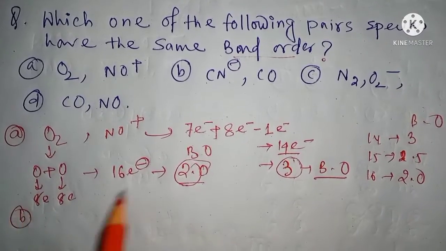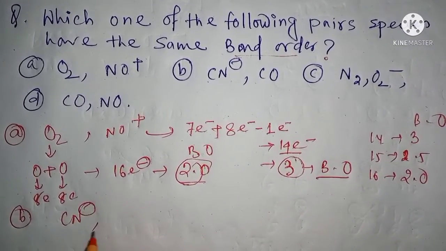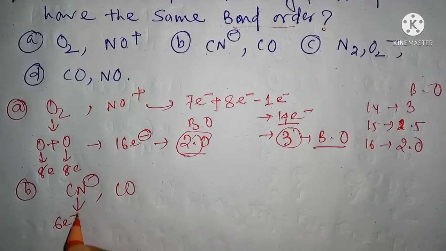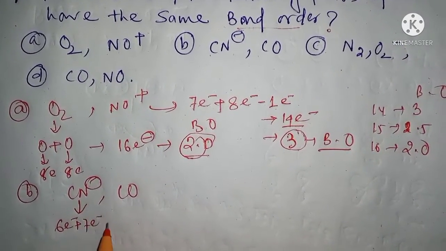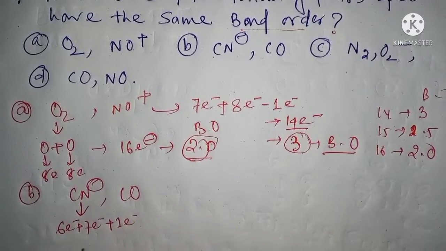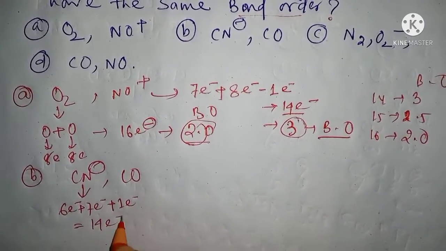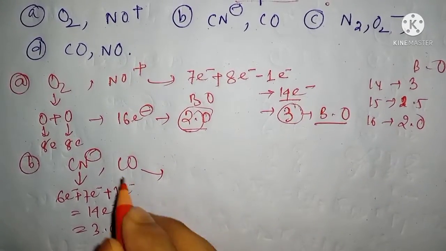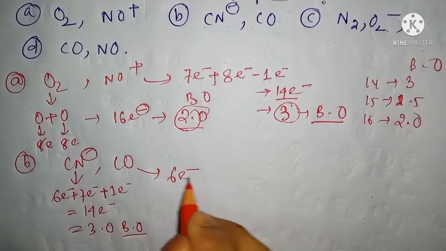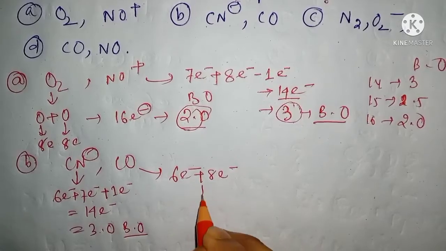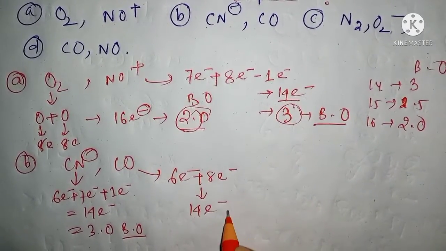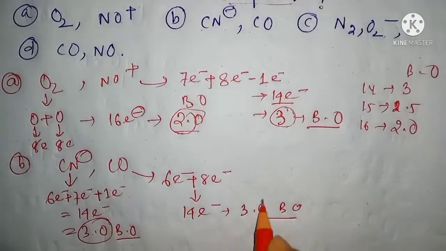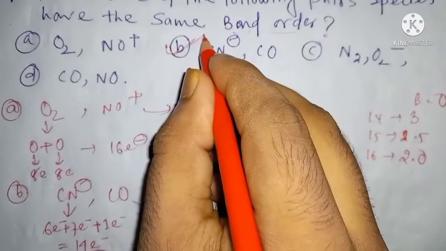Now option B is CN minus and CO. In CN minus, carbon has 6 electrons and nitrogen has 7 electrons, and 1 negative charge means 1 added electron. So total 14 electrons, so this is 3.0 bond order. Now in case of CO, carbon has 6 electrons and oxygen has 8 electrons, so total 14 electrons. So the bond order is 3.0. So there is the same bond order. So option B is the right answer.